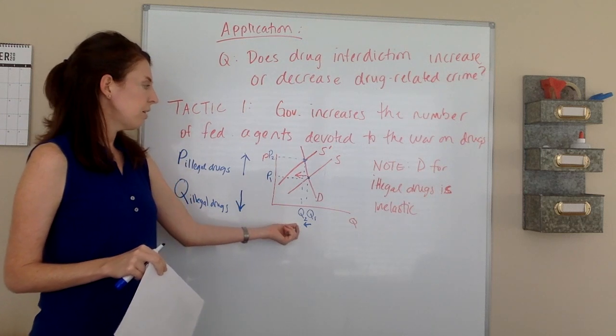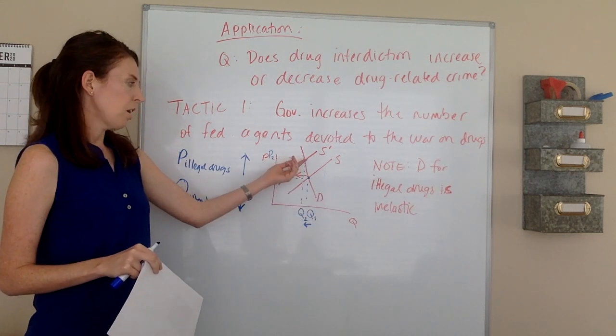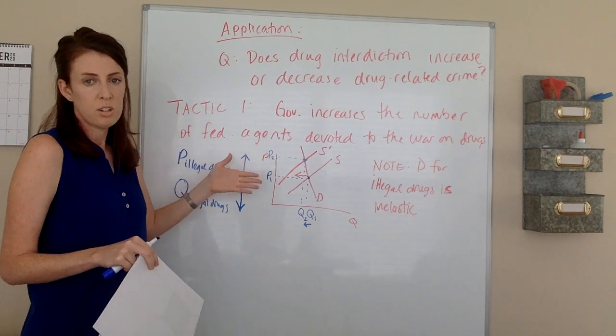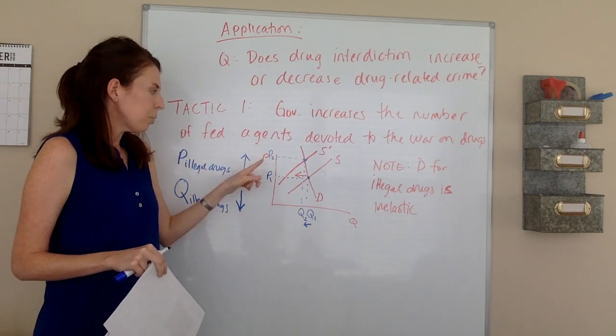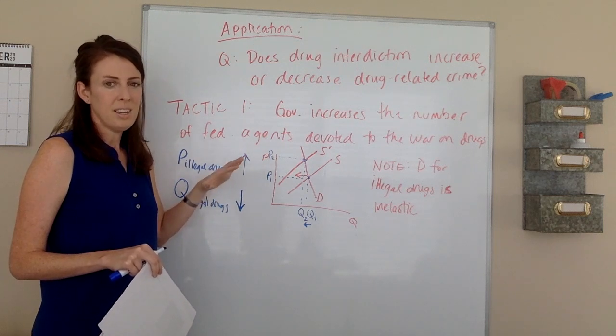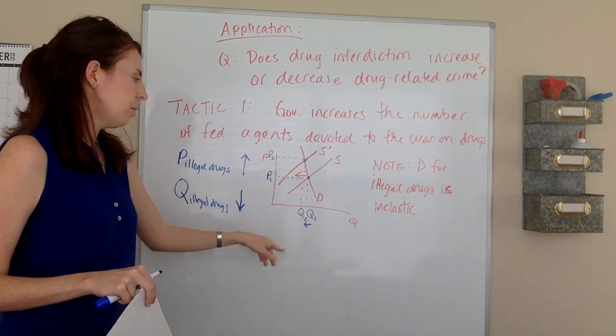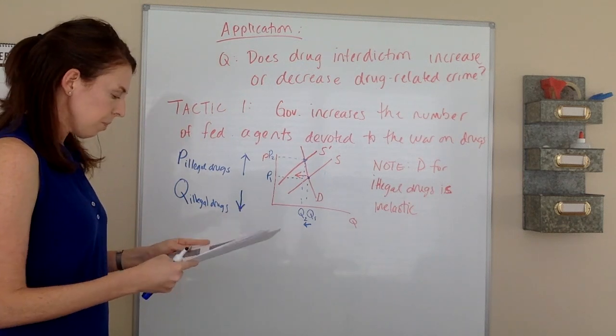So even if they take the dealers off the street and the prices skyrocket, well, the drug users still want the drugs. And so, yeah, the price will be a little bit of a deterrent, but it's not going to be a huge deterrent. And so the quantity of drugs in the market is going to go down by just a little bit.